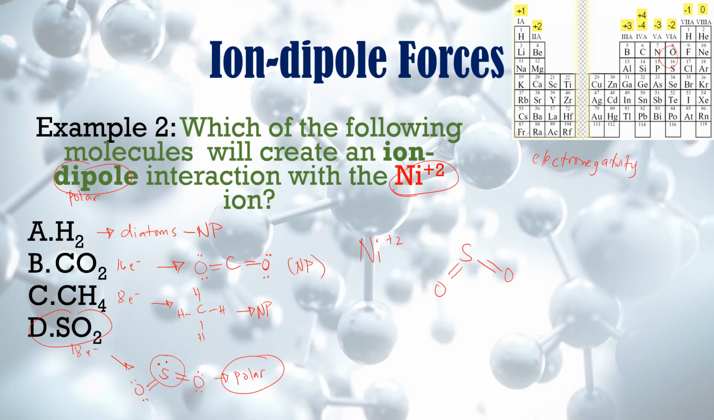From bottom to top, there is an increasing electronegativity. That means to say oxygen is more electronegative than sulfur in this case. So oxygen therefore will be partially negative and sulfur will be partially positive. So since nickel is positive 2, it will be attracted to oxygen which is partially negative. So this is now your ion-dipole force.